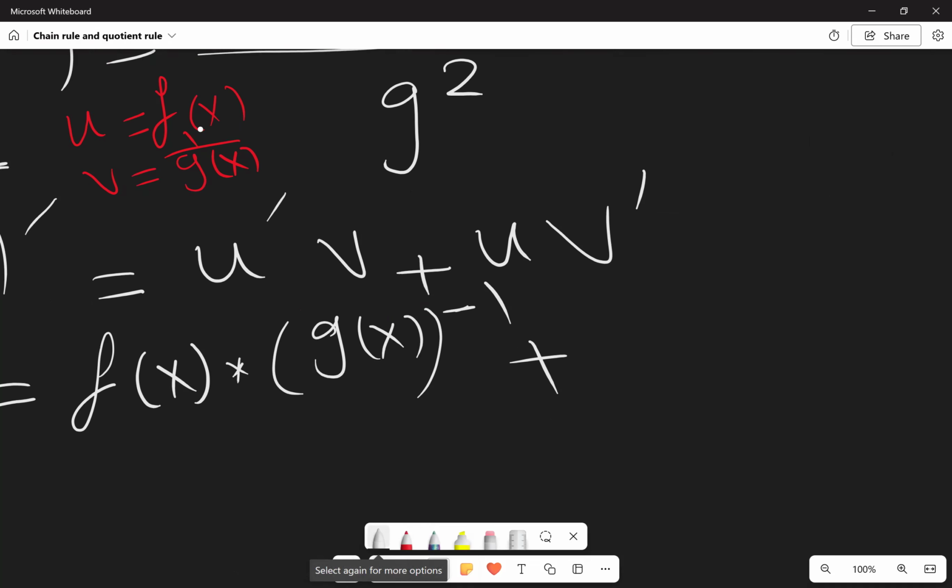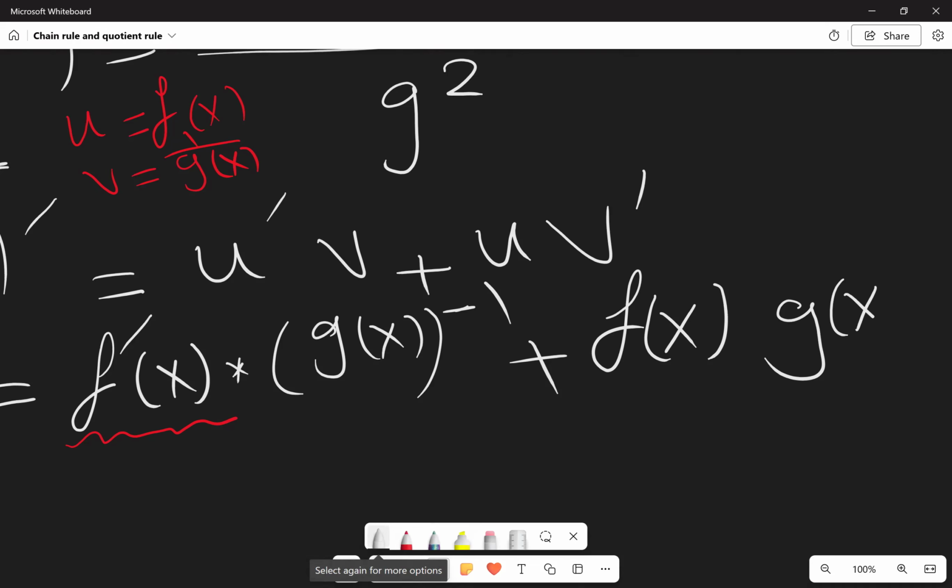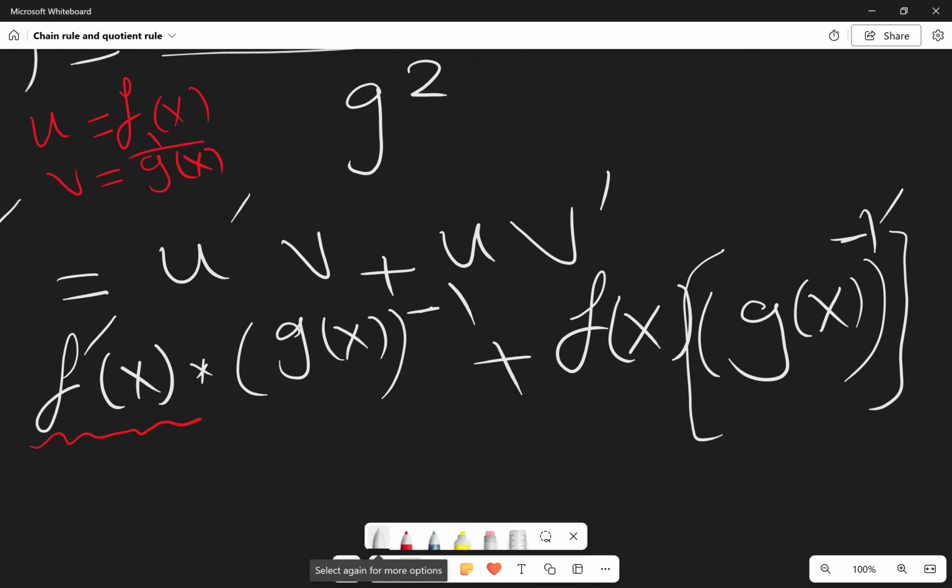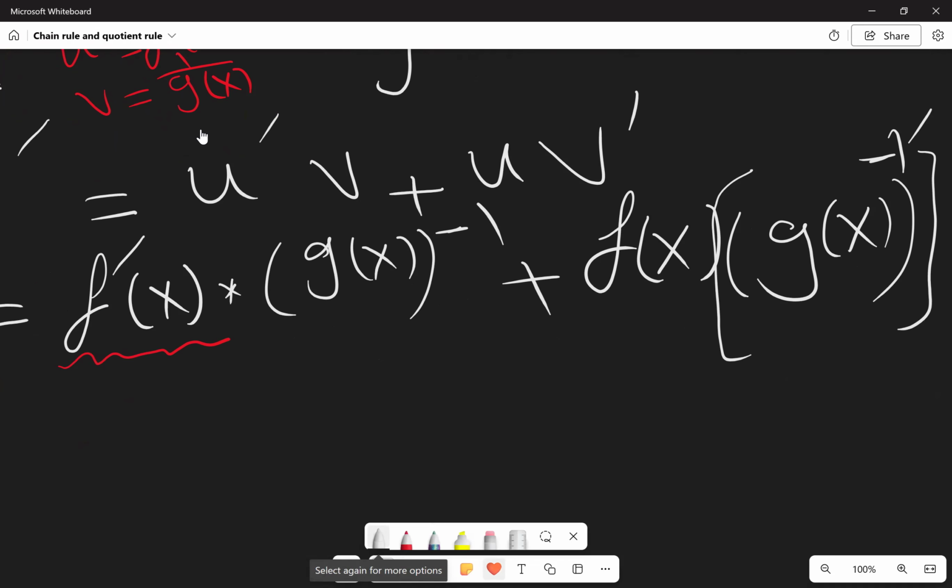plus u is, here it's f dash, the derivative of f times v, which is g of x to the power negative 1. And here u is f of x times the derivative of the second function, which is g of x to the power negative 1, derivative dash. Then the first term here is already evaluated. We don't need to simplify it further.